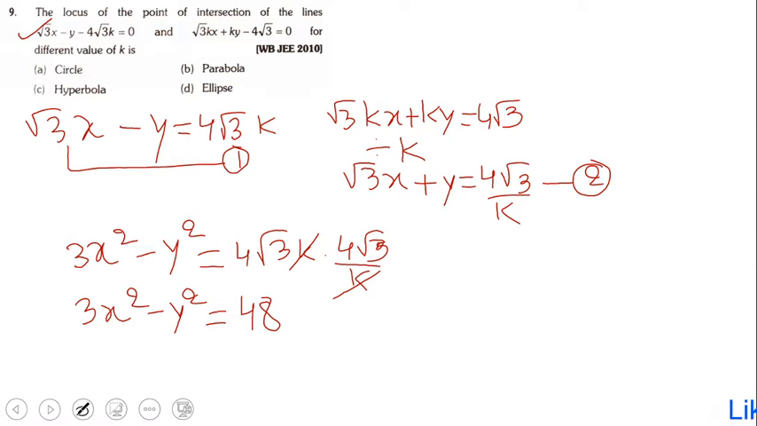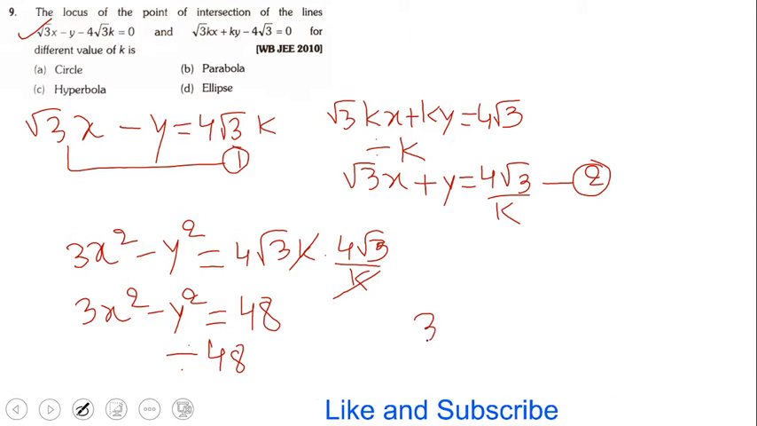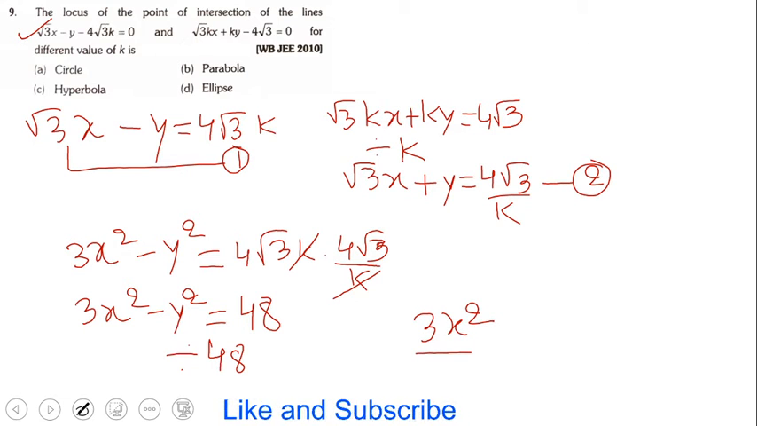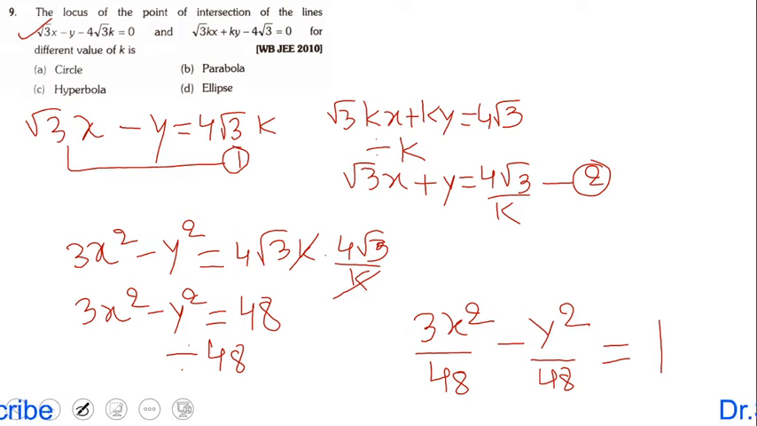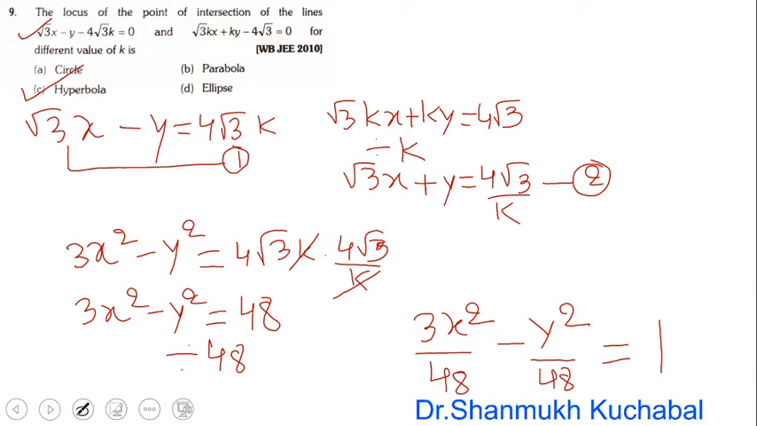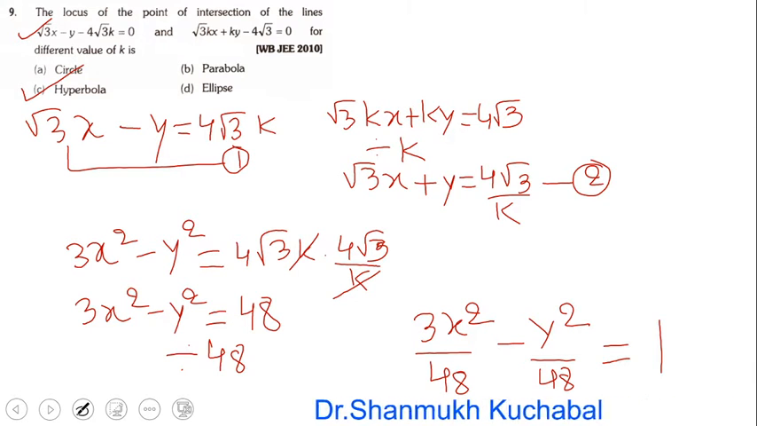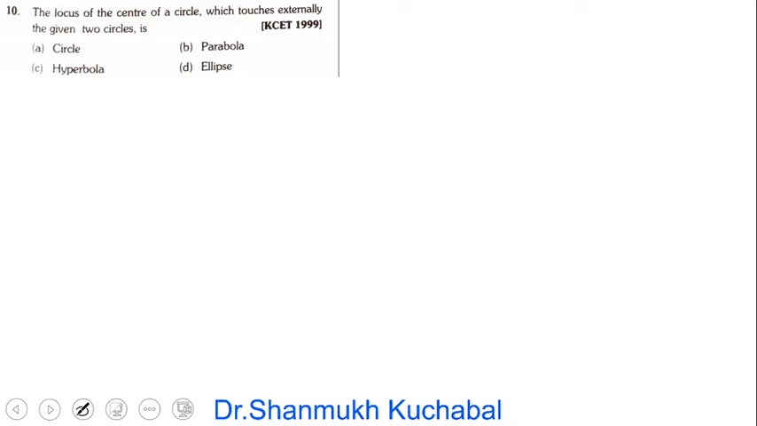So on the RHS we want a 1, so we divide the whole equation by 48. So we get 3x² divided by 48 minus y² divided by 48 is equal to 1. So this is the standard equation of a hyperbola. Therefore option C is the right answer here. Okay, we'll go for the next example.